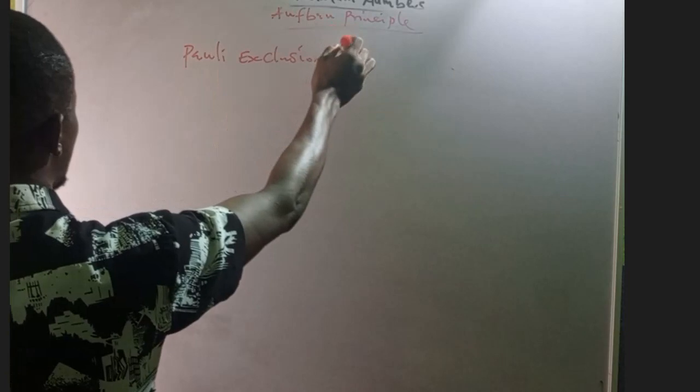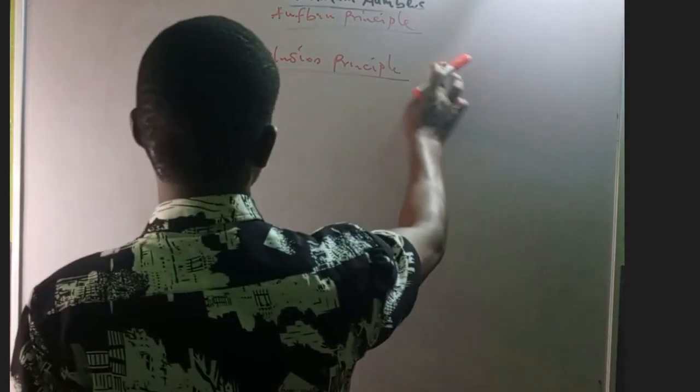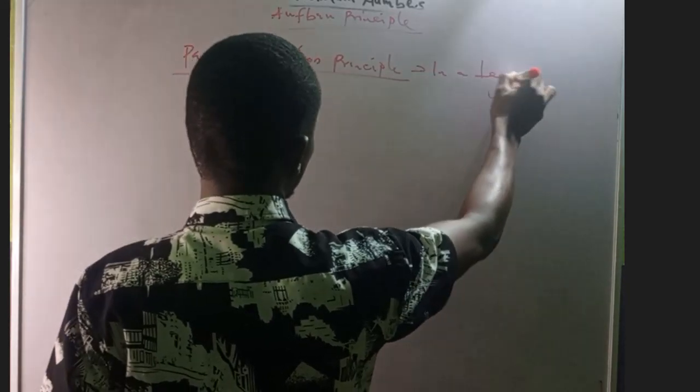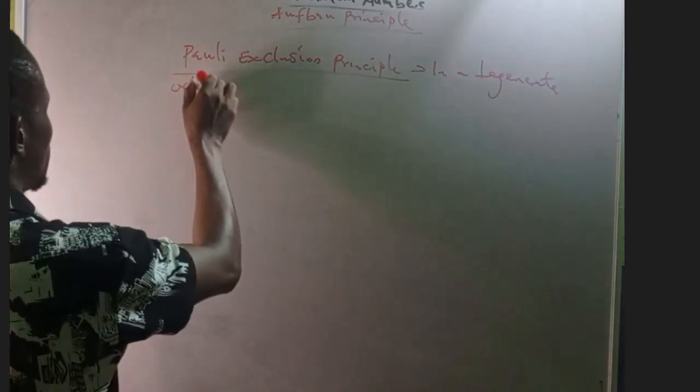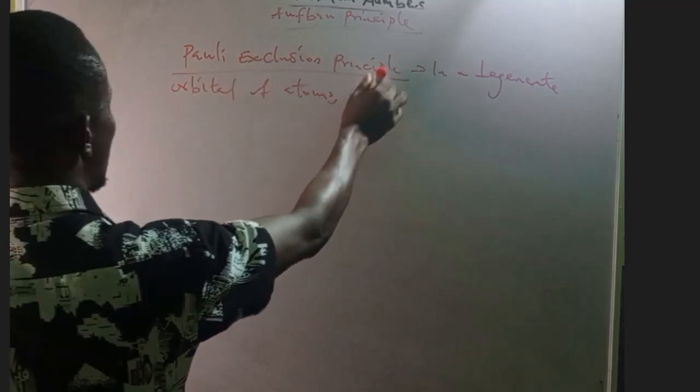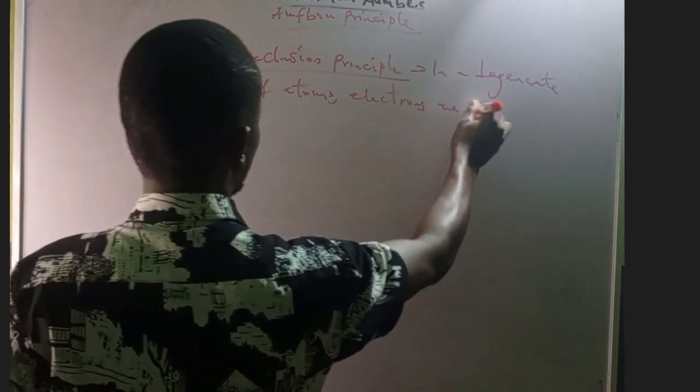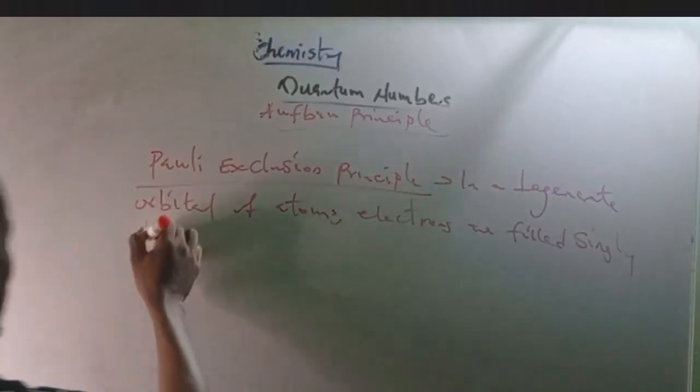The next principle to take note of is Hund's rule. Okay, it is the Pauli exclusion principle first. It states that when filling electrons in the orbitals of an atom, electrons are filled singly in the degenerate orbitals, or the suborbitals, before pairing. In the degenerate orbitals of an atom, electrons are filled singly before pairing.